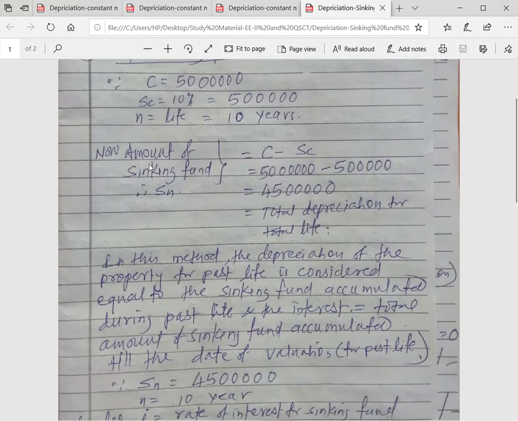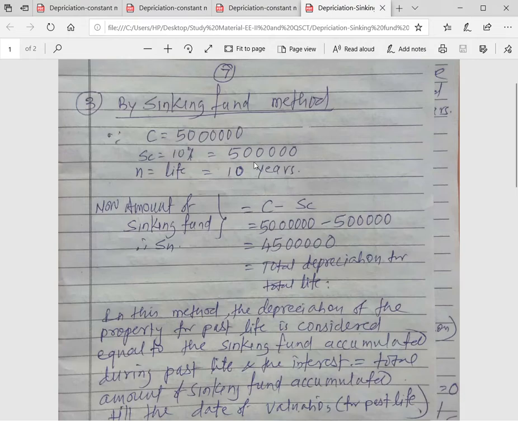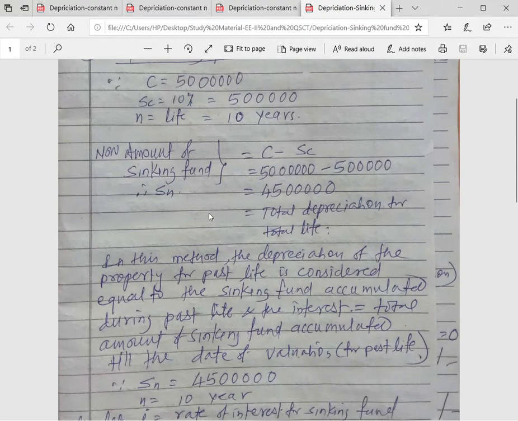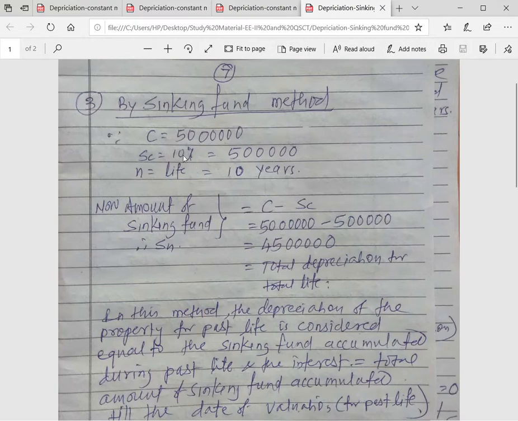Now in this method, the amount of sinking fund accumulated for the time for which we want to work out depreciation is considered as the amount of depreciation. So let us discuss this more clearly for the same problem. We'll continue with the same problem, that is, C is the original cost, that is 50 lakh.